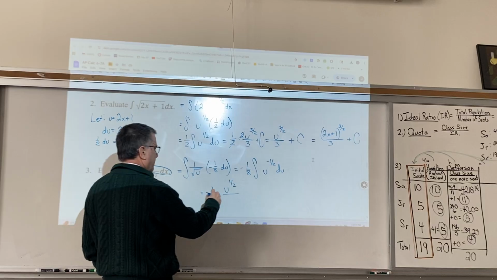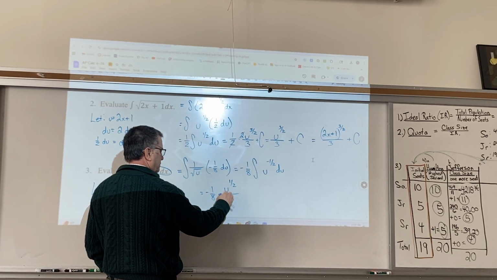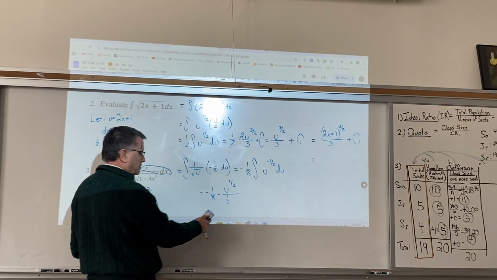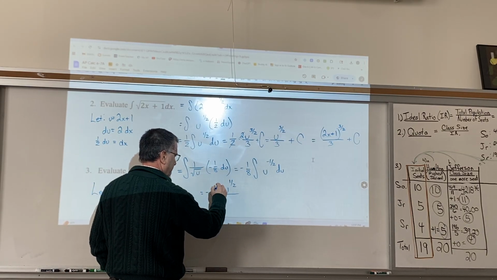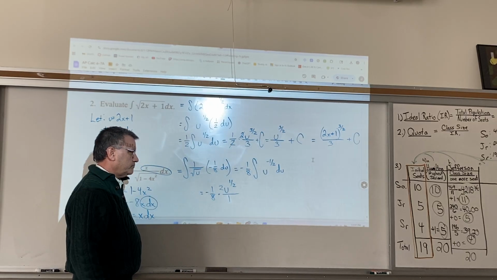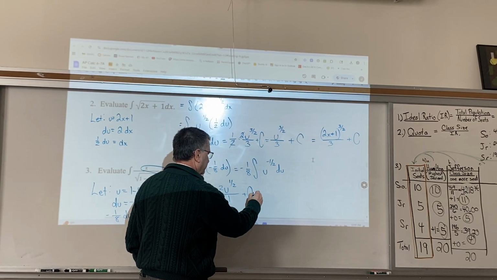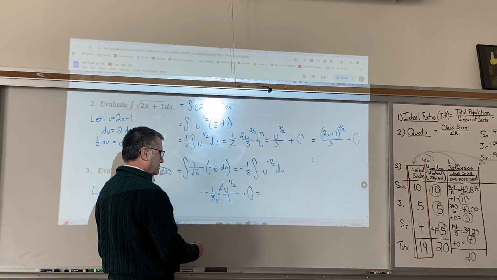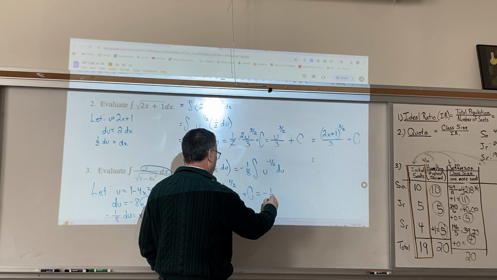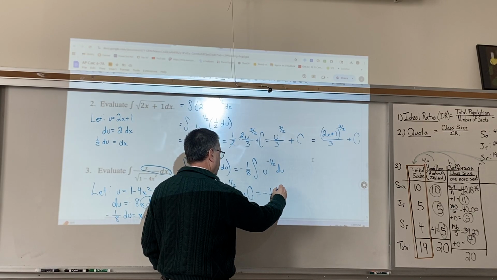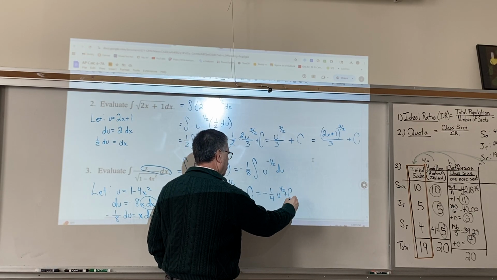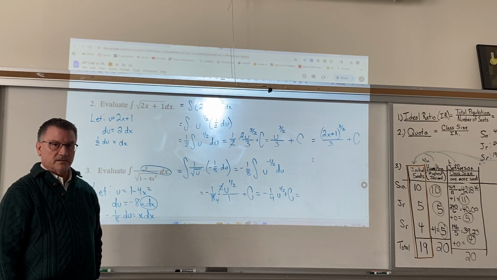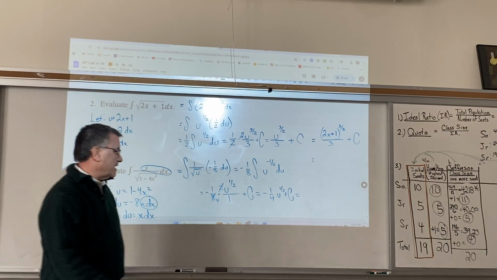Well, instead of over 1/2, can I just call that 2 over 1? I mean, I got 1/2 there, right? Just multiply by the reciprocal, 2 over 1. And then plus c. Let's see, I can cancel that 2 with a 4 down here. So it looks like I got negative 1/4 u to the 1/2 plus c. That's about as simple as I can get. Time to substitute back in.